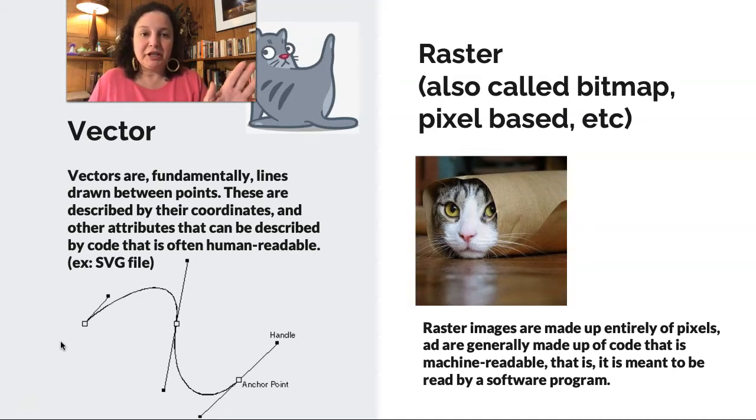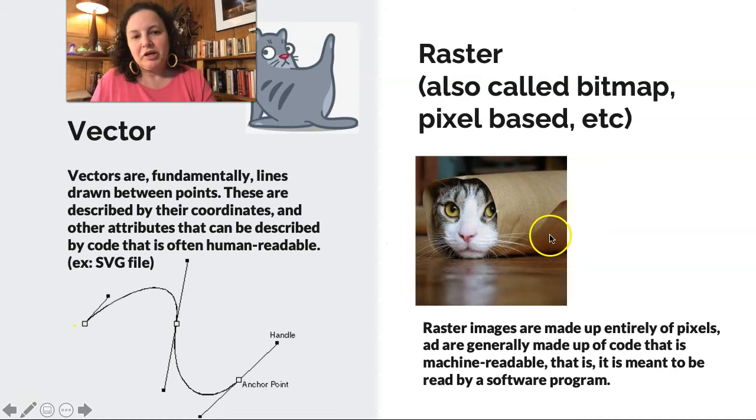The other type of digital image, a raster-based image, is sometimes also called a bitmap. We can also refer to it as a pixel-based image. That seems a little more commonplace. Raster or pixel-based images are made up entirely of pixels. They are usually not meant to be hand-coded, and they're generally used for photos and other things that need a continuous tone.